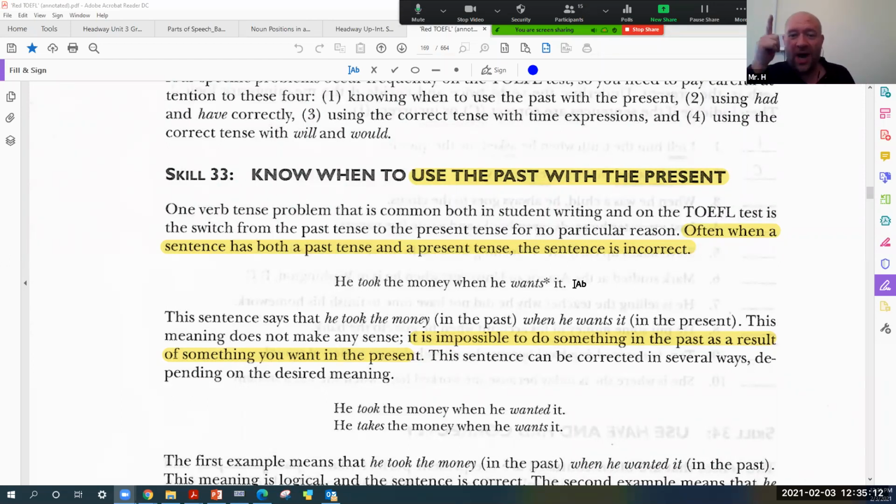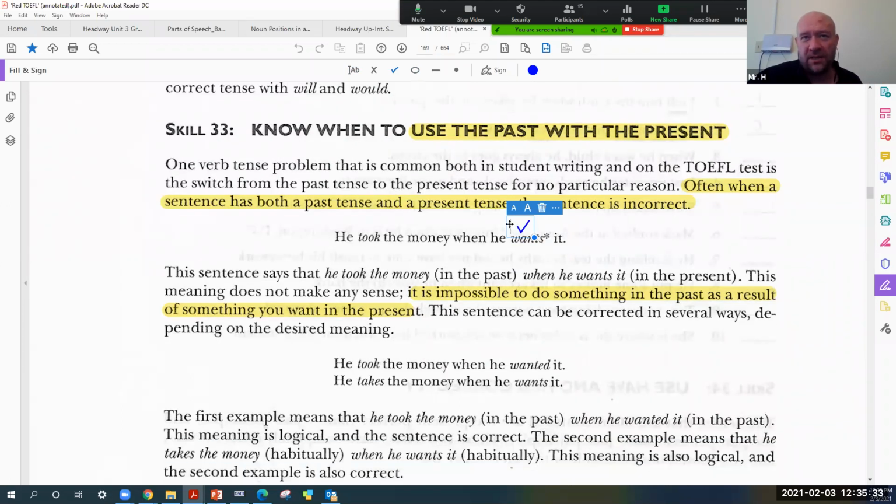But let's continue. How do I fix this, Suhaib Halawani? Do you know? I think we need to change the verb 1 want to verb 2 wanted. Change it and read it correctly. He took the money when he wanted it. That's right. That means basically in the past, anytime he wanted the money, he took it. This is logical, right?